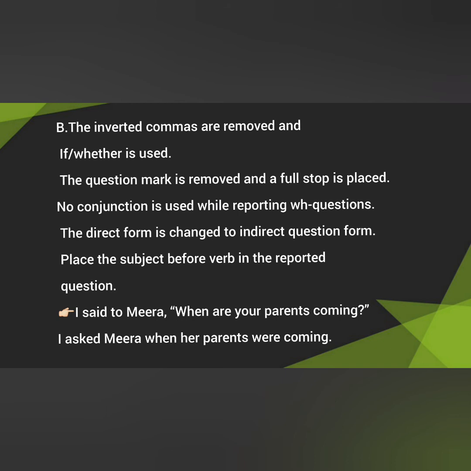Example: I said to Meera, "When are your parents coming?" Here the question begins with "when". So we have to remove the comma and quotation marks and use "when" as the conjunction. I asked Meera when her parents were coming. "Are coming" must be changed into "were coming". Then you have to add a full stop.